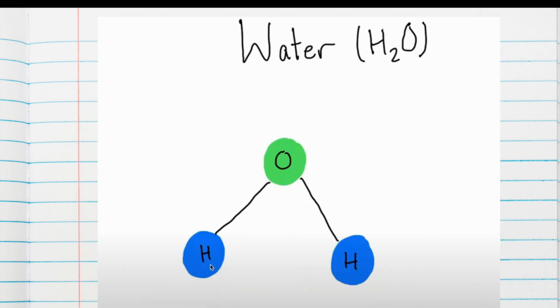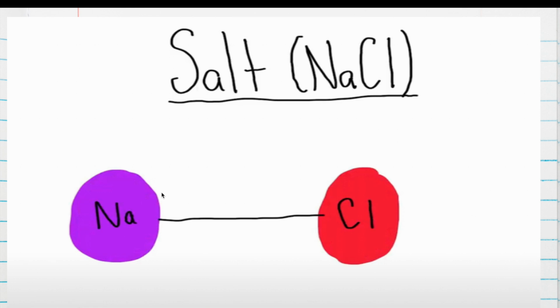So let's look at water again. We have 2 different colors. That makes it a molecule because it has 3 atoms bonded together. And it also makes it a compound because it has 2 different types of atoms bonded together. We can see this with salt too, because there are 2 atoms bonded together, making it a molecule, but there are also 2 different colors, therefore different types of atoms bonded together, making it a compound.